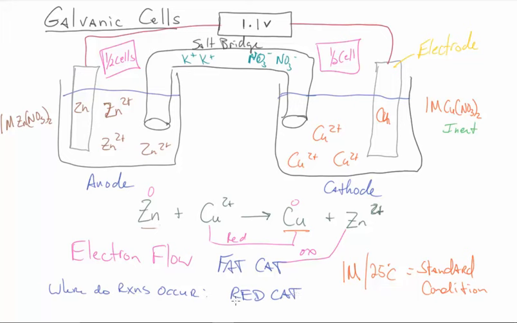So RED CAT stands for reduction occurs at the cathode. So my reduction reaction occurs over here at the cathode, right? My electron flow is going in this direction. If you notice, I have 2 moles of electrons going in that direction. All right? Okay, so that's a lot. You do need the vocabulary.